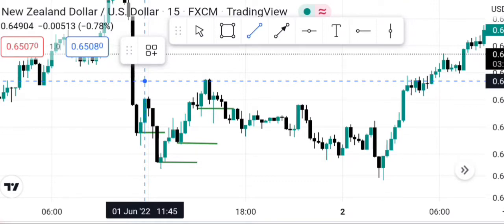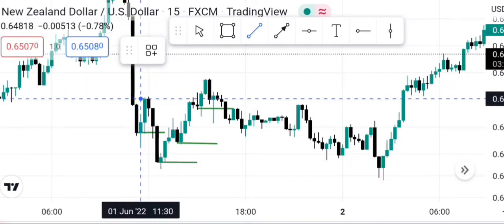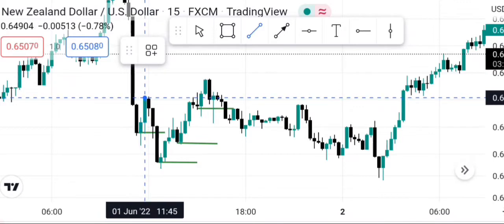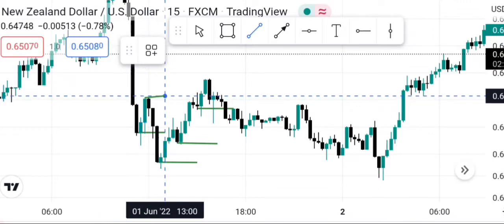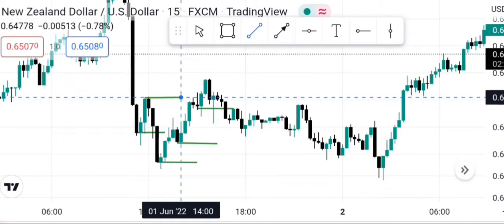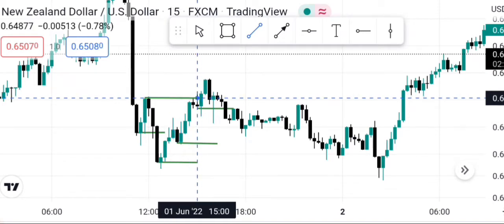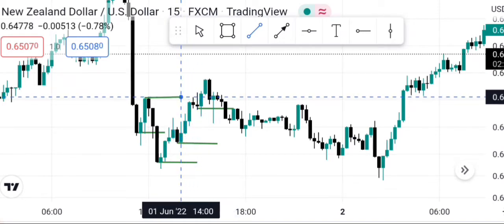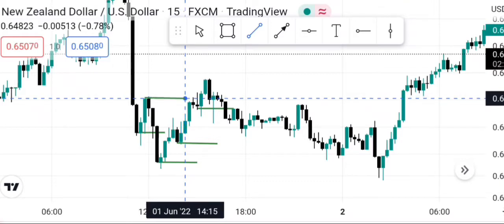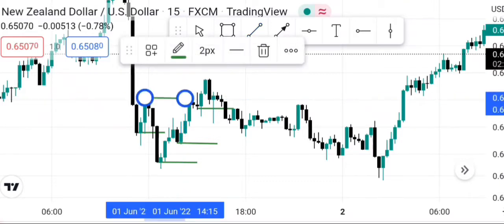Now, look at this high here. Look at this high. Look at this high. This is a swing high. This is a swing high. This is a swing high. Okay, that's a swing high.